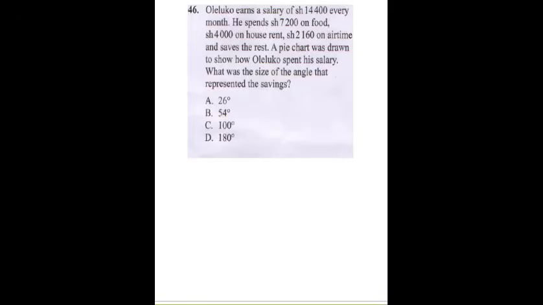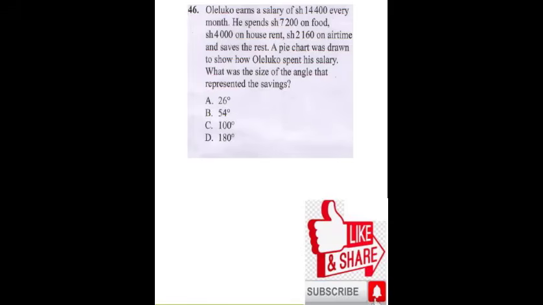Oleluko earns a salary of 14,400 shillings every month. He spent 7,200 on food, 4,000 on house rent, and 2,160 on airtime, and saves the rest. A pie chart was drawn to show how he spent his salary. What was the size of the angle that represents the savings? Now, for you to solve this question, the first thing you need to know is he spends 7,200 on food, 4,000 on house rent, and 2,160 on airtime, and saves the rest.